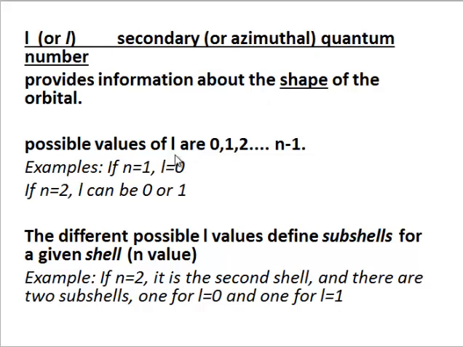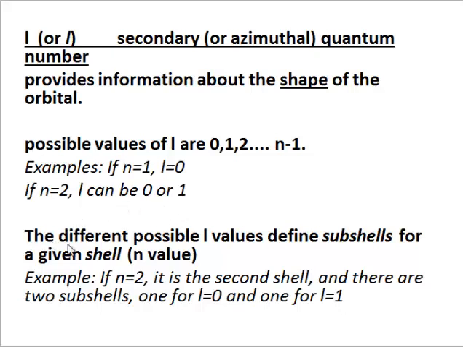The possible values of l are 0, 1, 2, etc., up to n minus 1. So the value of l depends on n. Possible l depends on n. So for example, if n equals 1, the lowest possible value of n, l has to be 0. If n is 2, there could be 2 different types of l. l could be 0 or 1.